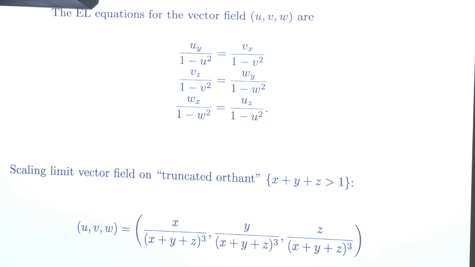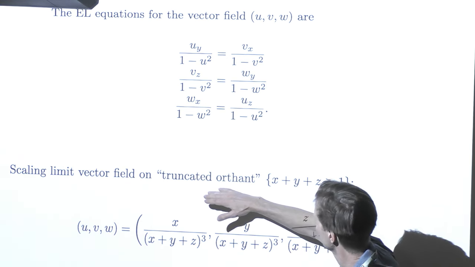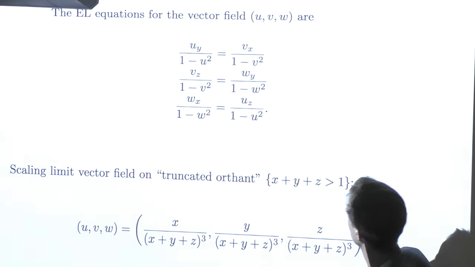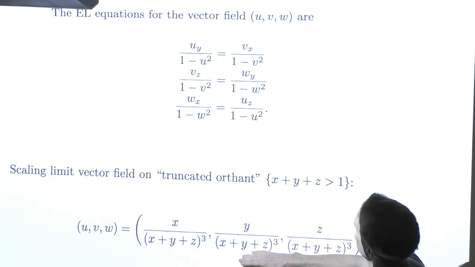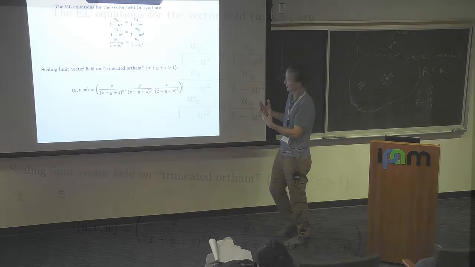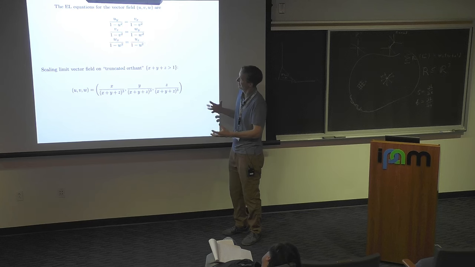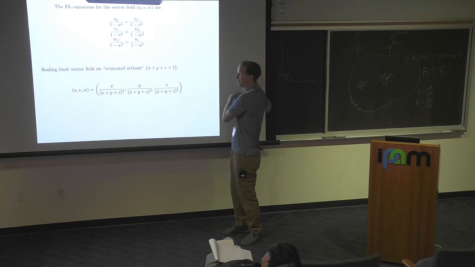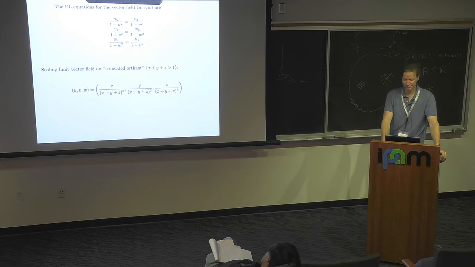But given that particular solution we had on that particular region, we can at least find one limit shape, the scaling limit vector field on this truncated orthant, which when we rescale, we might as well set x plus y plus z bigger than 1. It has this very simple rational form, which I think you can check, if I didn't make a mistake, satisfies those equations. So again, we can write down this PDE in three dimensions, but because it's some nasty nonlinear PDE, we can't really hope to solve it. But for some mysterious reasons, there are some graphs for which you have an explicit solution. And that's an explicit solution.